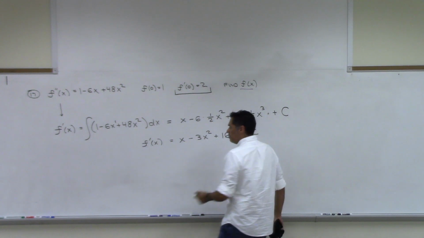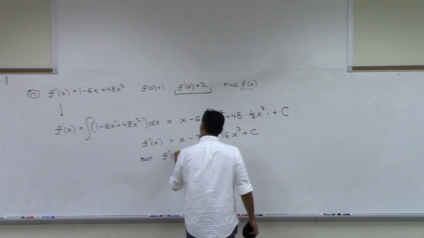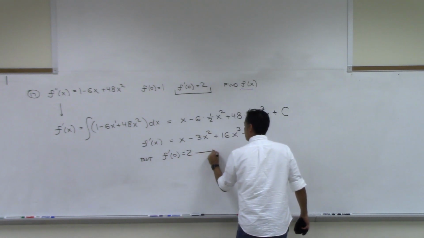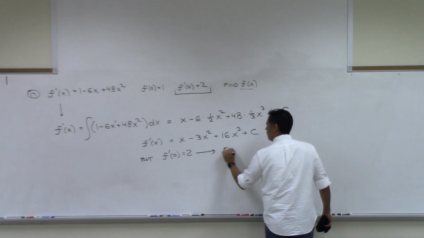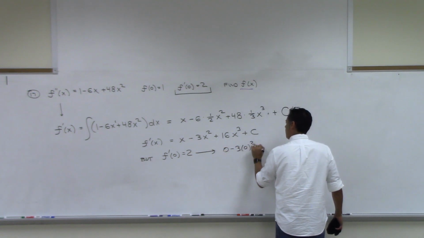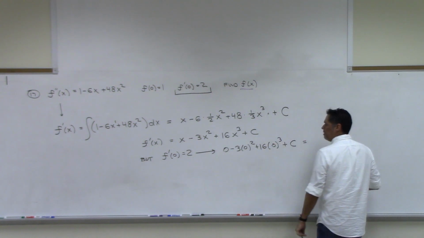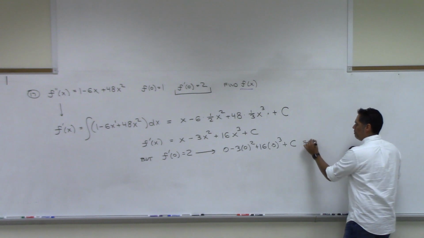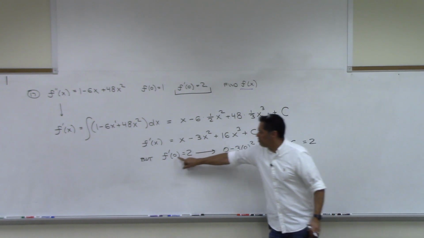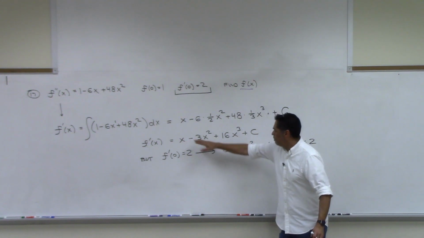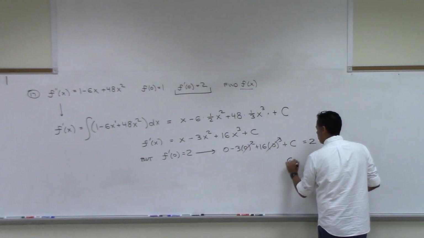So I say f prime of 0 must equal 2. That means when I replace all my x's with zeros there, I should get 2. When all the x's in this function get replaced with 0, it should spit out a 2. So I replace all the x's with 0, and it kills everything else, nothing's there, and we just get c as 2, don't we?